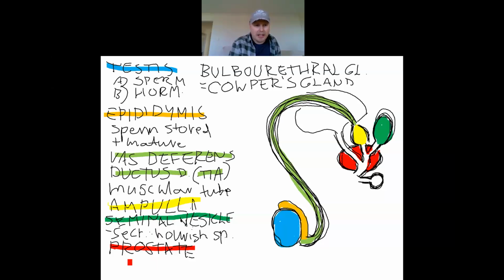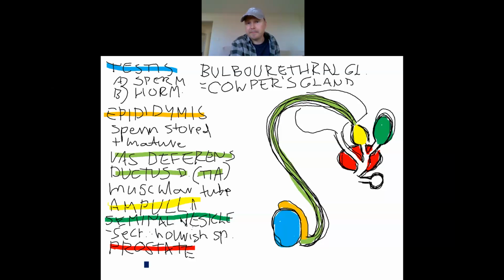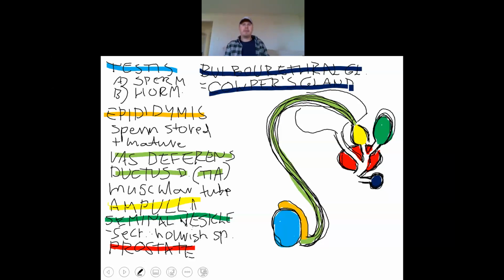And I'm just going to highlight it, and I'm trying to look for a color that I would not have used too much. Let's use this one. So that's our Cowper's gland. I'm just going to see, is it going to be too dark? I think it's still legible. If it's not, let me know if you want me to clarify any of those terms that we've seen. So bulbourethral gland or Cowper's gland.